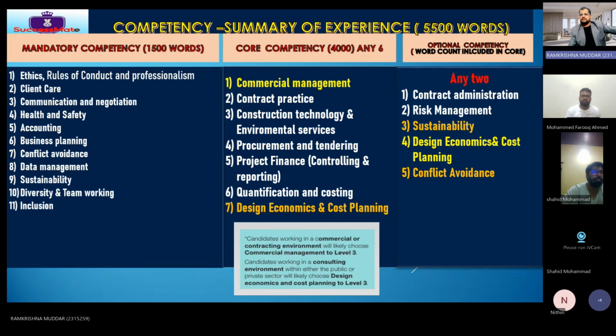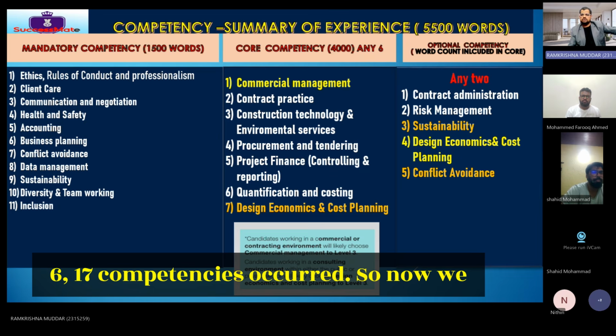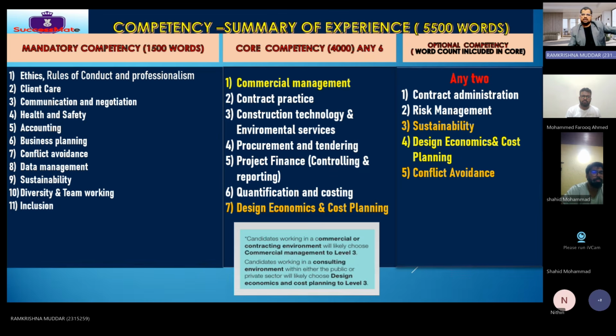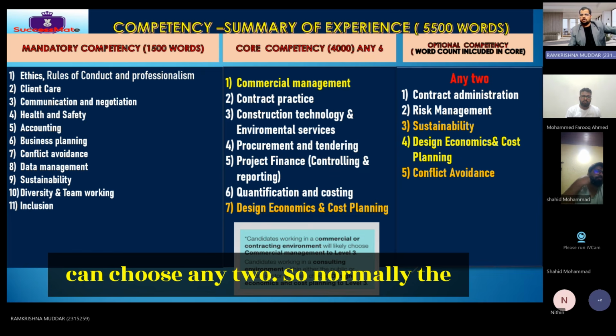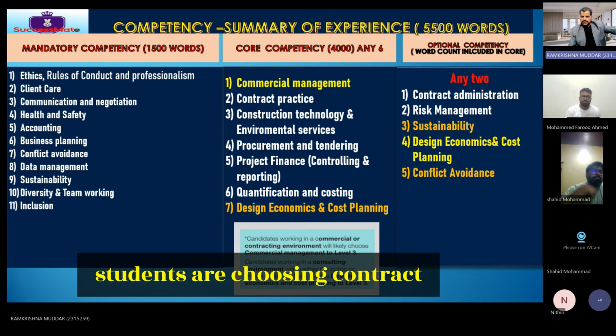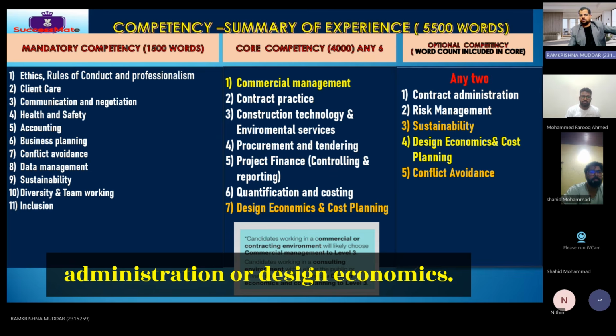Okay, guys. So 11 plus 6 makes 17 competencies. Now we are left with another 2 competencies. Out of these 5 optional competencies, you can choose any 2. Normally the students choose contract administration or design economics.